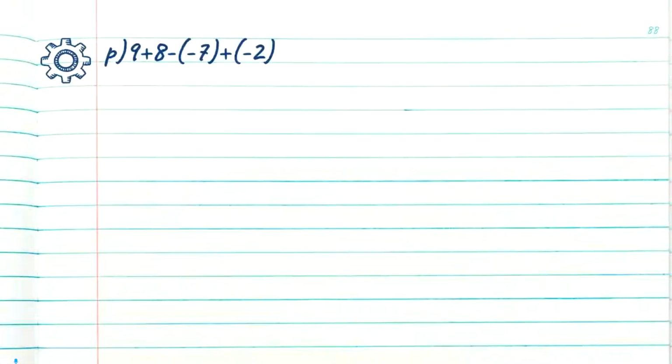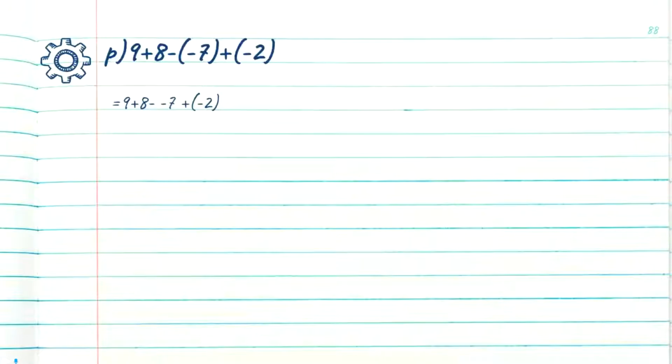Next, we look at the equation, and we can see that there's going to be some cleanup that needs to be done, so we're going to go ahead and do that first. We'll remove the brackets around the negative 7 first, and then we'll drop the rest of the equation. So let's take a look at it. We have 9 plus 8 minus a negative 7 plus a negative 2.